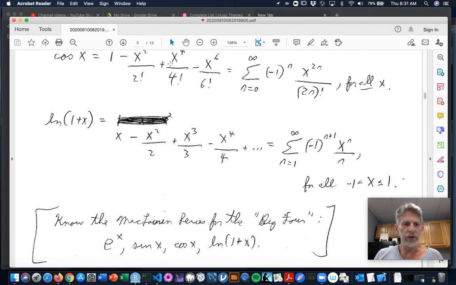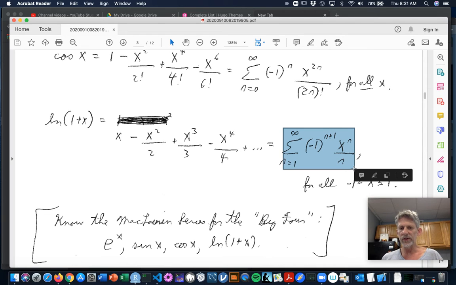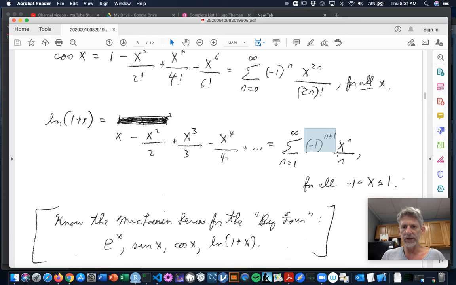Another good one to know is log of 1 plus x, natural log of 1 plus x. In the book, they derive the MacLaurin series for this one, and it turns out to be this. So it's alternating. You don't have factorials on the bottom, you just have increasing integers. And the way to think of it in summation form is to start with little n equals 1. And then do your x to the n's over n, and this will capture the alternation just fine for you.